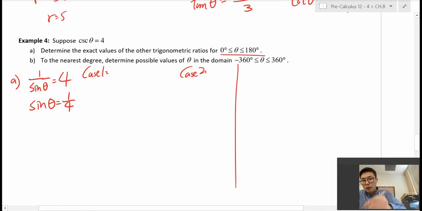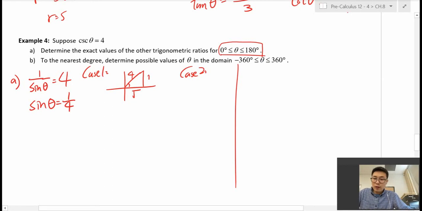Case 1 is where the angle is in the first quadrant, because we don't know, right? It says between 0 and 180, so it could be either. Since sine is positive, there are really two possibilities. If it was in quadrant 1, then it's simply like this: 1, 4. We can find the third side using the Pythagorean theorem. I'm going to skip that step. It's going to be root 15.